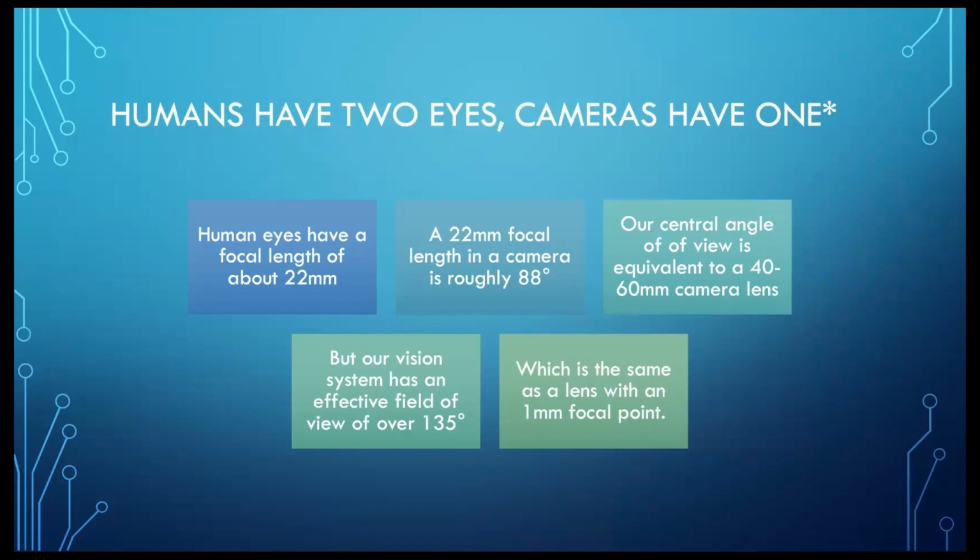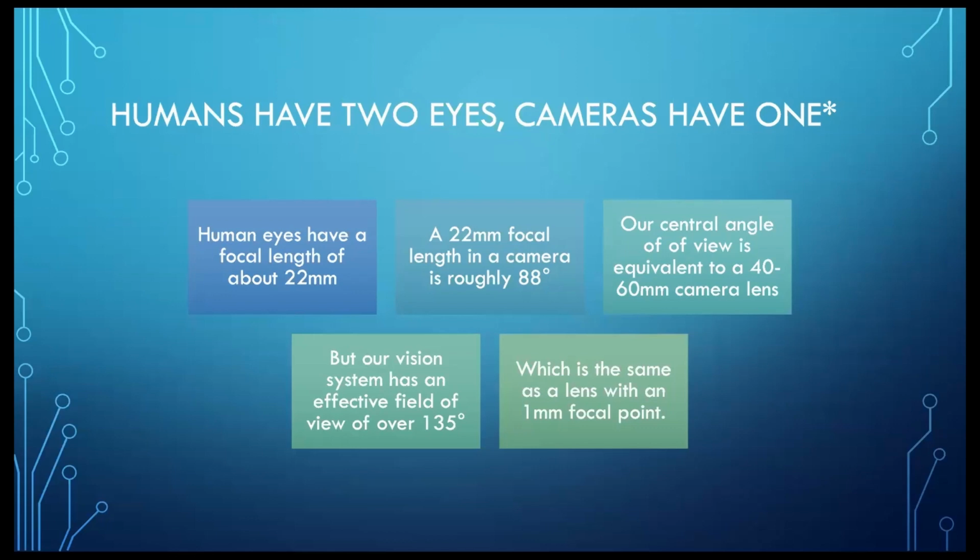A camera with a 22 millimeter focal length is about 88 degrees, right? So it's pretty wide. And I already said our central angle of view, 40 to 60, so 50 millimeters is a good compromise. The effective, however, as I said, field of view of our eyes is 135 degrees. And that last point should say focal length, but it's the same as a lens with a 1 millimeter focal length.